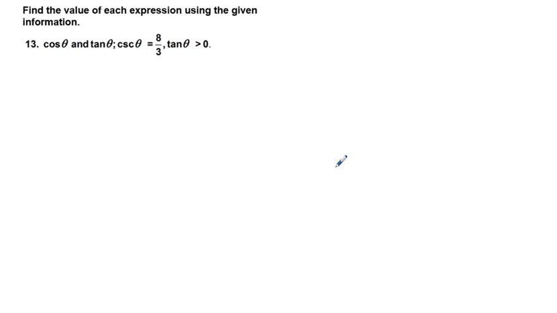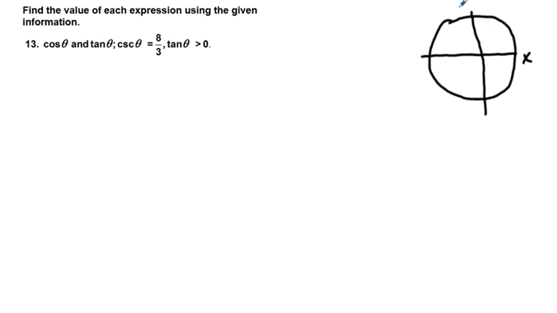Problem 13. We're trying to find cosine theta and tangent theta, and we're given that cosecant theta is 8/3 and tangent theta is greater than 0. Again, back to our unit circle. Well, here's our unit circle. We have x, y. We have cosecant theta. That's going to be related to sine, so sine theta is going to be the reciprocal of cosecant theta, which is going to be 3 over 8.